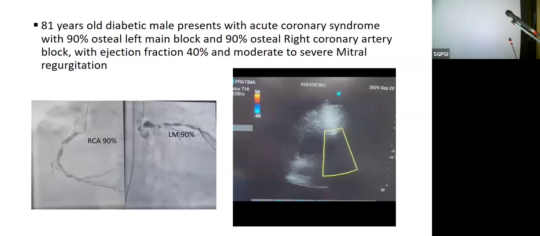This is one of the representative patients. This was an 81-year-old male. He was referred from outside. I think he was referred from BHU. So right coronary artery 90%, left coronary artery 90%. So God only knows from where the blood was coming.